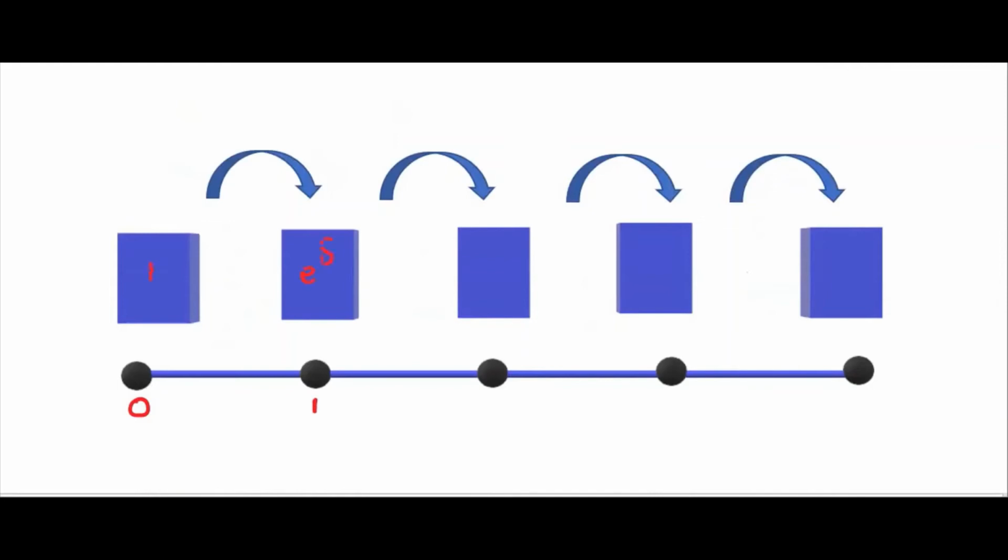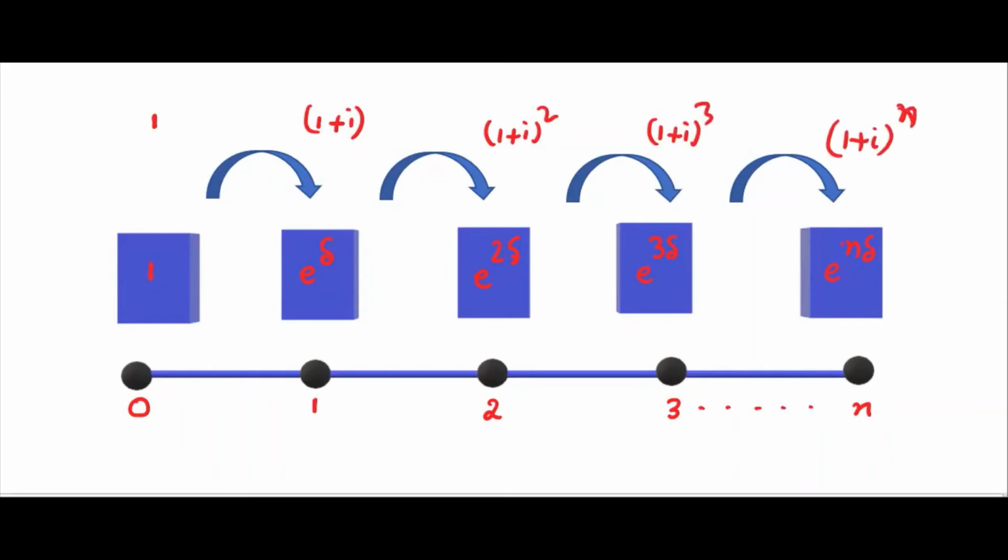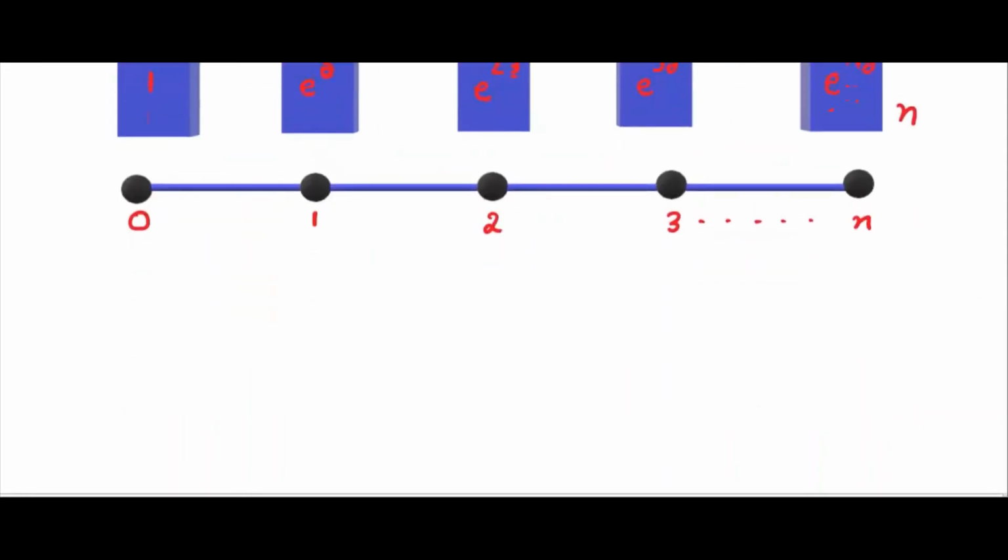We can write individually. You can start from 1 here. After 1 year, it will be e power delta. After 2 years, it will be e power 2 delta. You can continue this one. After n years, your money will grow to e power n delta. This is equivalent to 1 plus i, 1 plus i square, 1 plus i power 3, and then 1 plus i power n. 1 plus i is e power delta. That is something you need to remember. E power delta is 1 plus i.